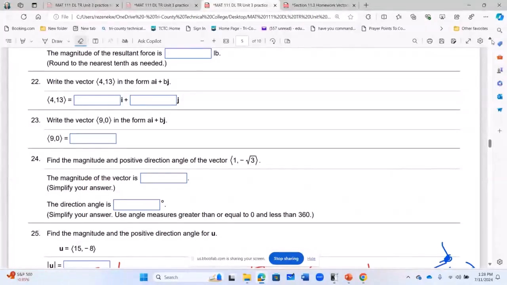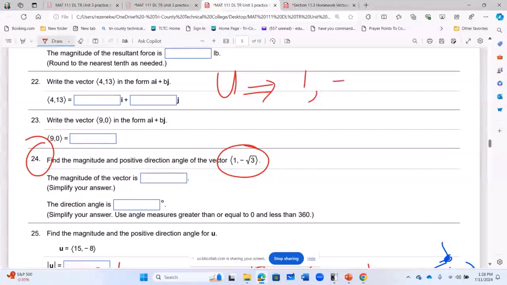Okay, the last example on angle in the positive direction, because we need to have time to do the parallelogram law. Find the magnitude and positive direction of the vector. Let's name this vector u. Vector u is 1, negative square root of 3.